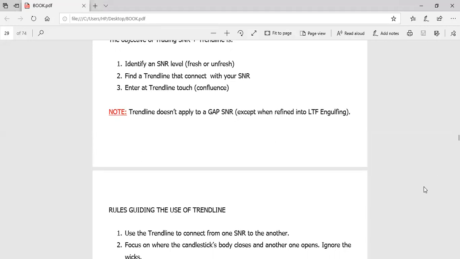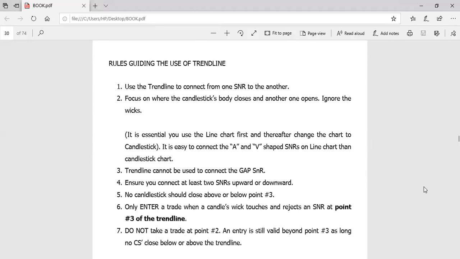Rules guiding the use of trend line. Use trend line to connect from one SNR to another. Focus on where the candlestick body closes and another one opens. Ignore the wicks, please. It's essential you use the line chart first. We have done that in the introduction of how to mark the SNR level. I'm just adding more to it here. Trendline cannot be used to connect a gap SNR.